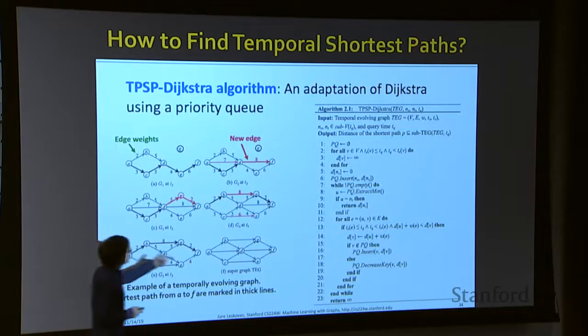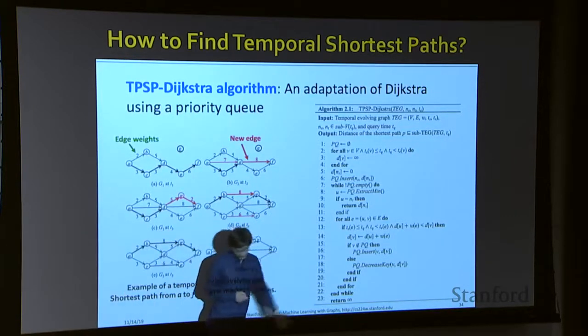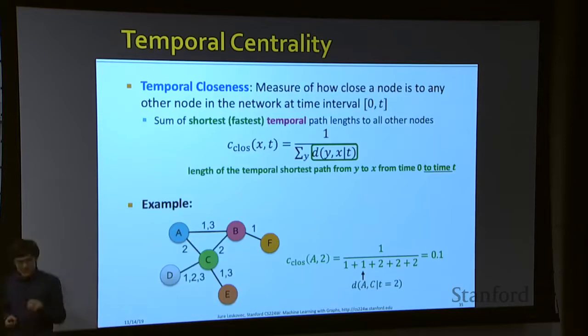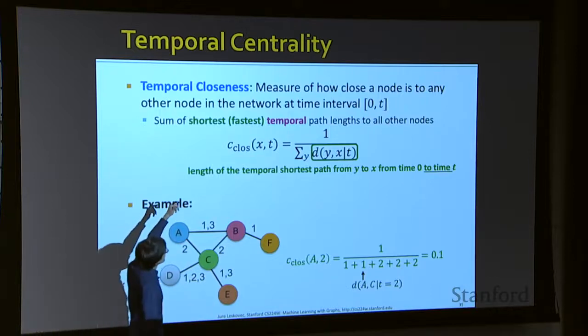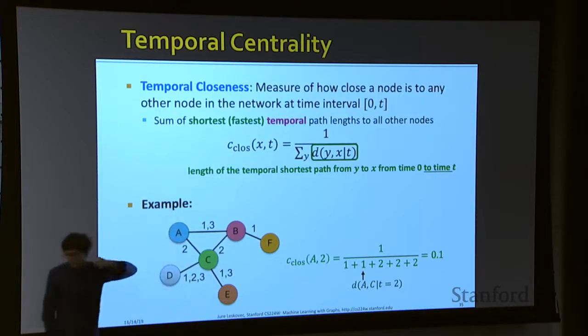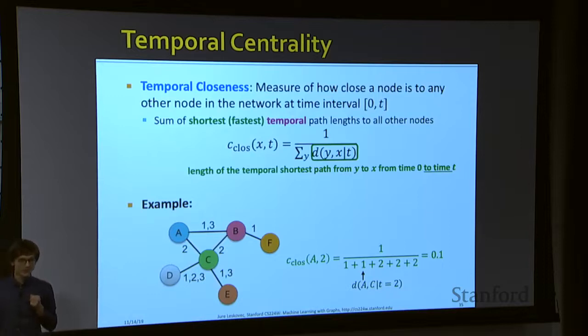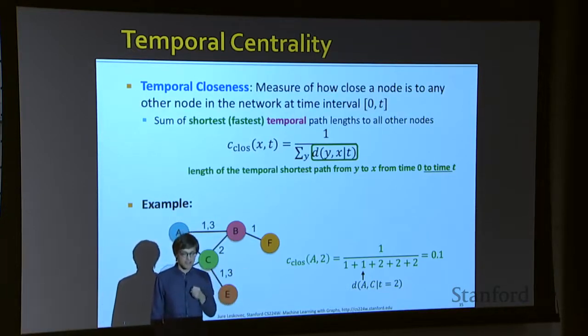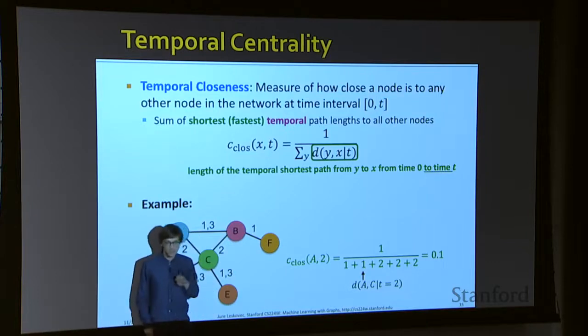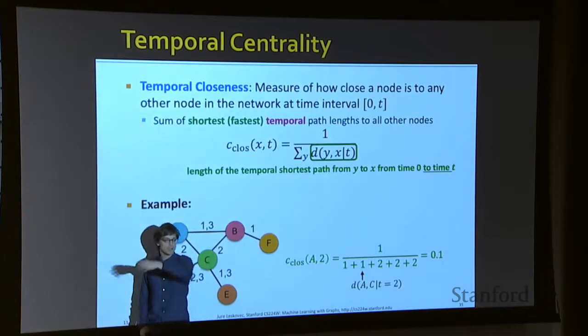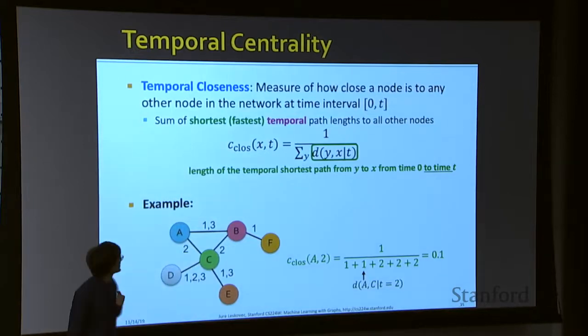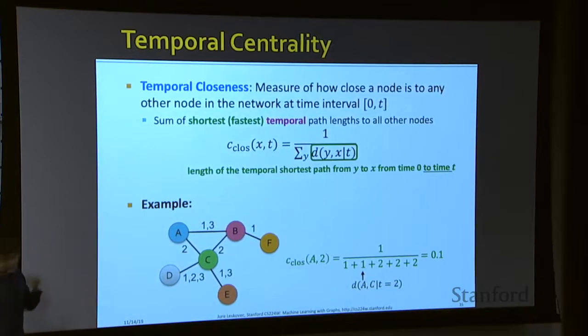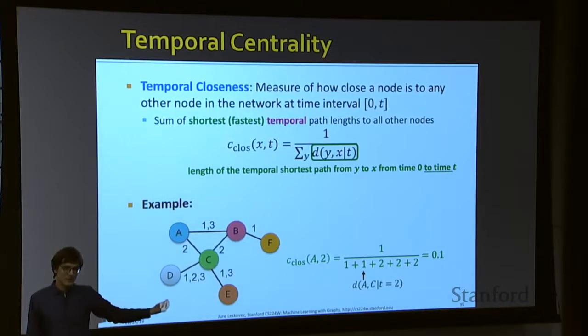And why did I want to show you this shortest path algorithm? Because there is this notion of closeness centrality. And closeness centrality is a measure of how close a node is to any other node in the network, right? So if you are very central, then you have short paths to everyone else in the network. And if you are non-central, if you are on the periphery, you have long paths to everyone else in the network. So the notion of closeness centrality tells you whether the node is kind of in the middle or is on the edge, right?